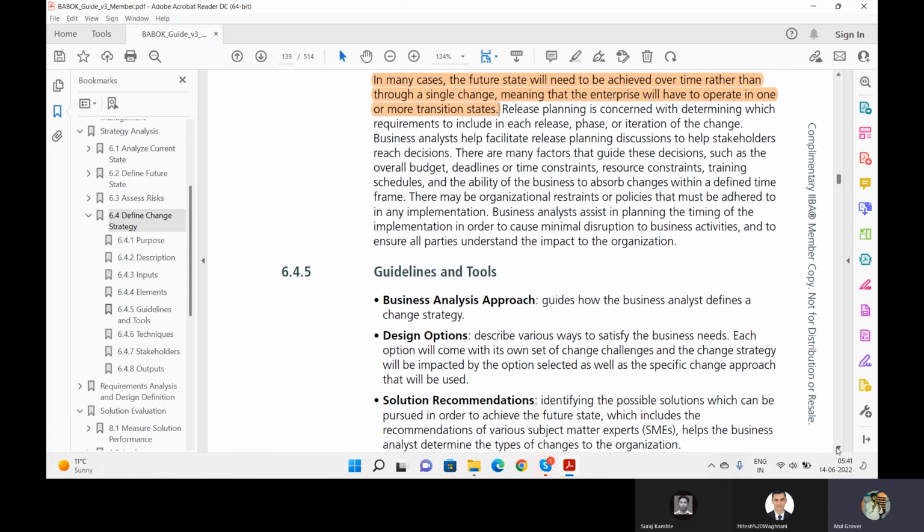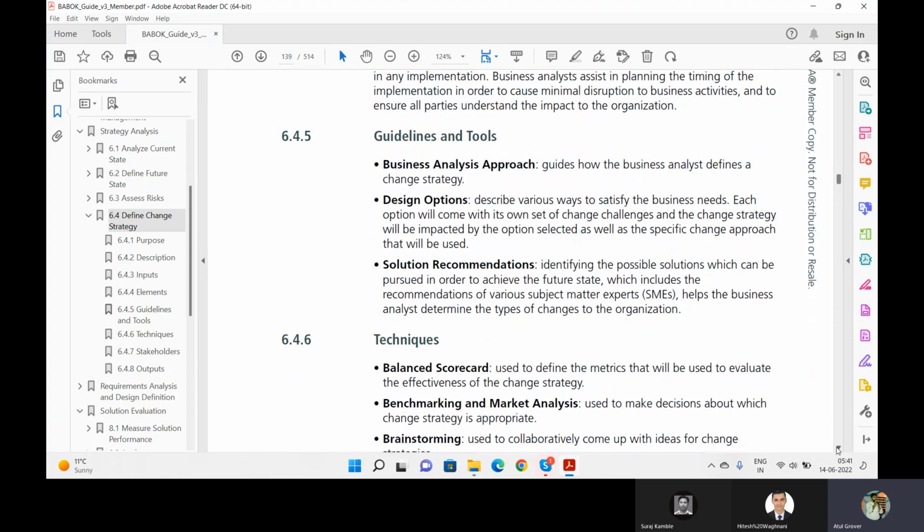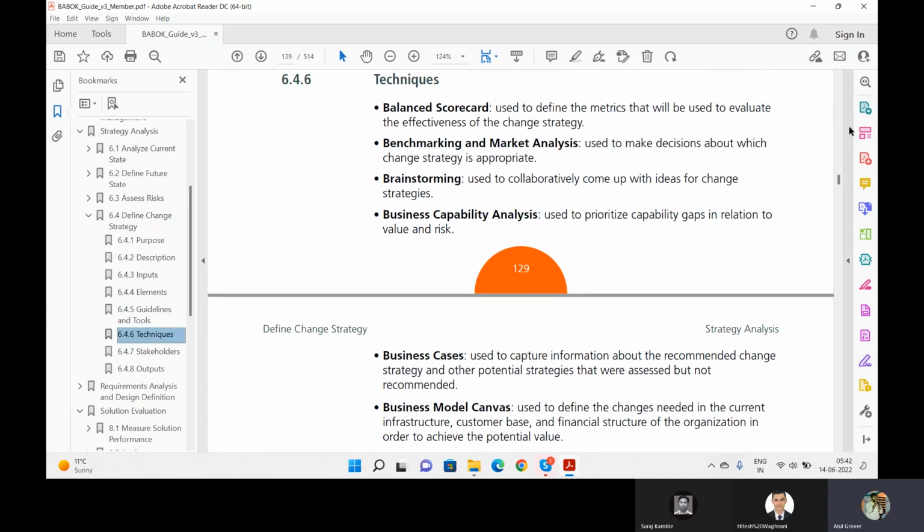Now the next part basically says what are the guidelines required. Aapka BA approach, the previous one solution recommended which you think what needs to be brought here, and finally the design options, what you can do to satisfy that part, what are the design options available. And to define this part, what techniques do we follow.